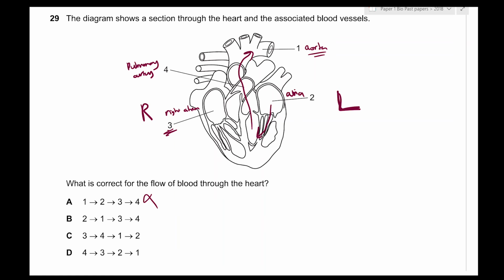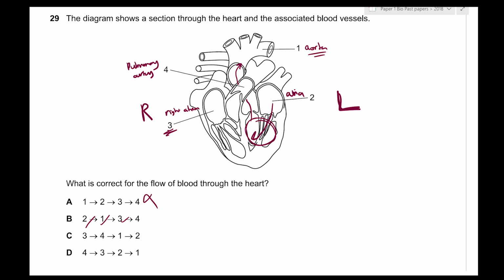So the order here is incorrect. For B: 2, 1, 3, and 4. So in this case, 2 goes to 1: atrial systole, then blood goes to the ventricle, then ventricular systole takes place, and blood is pushed through the aorta. Therefore, this is correct.